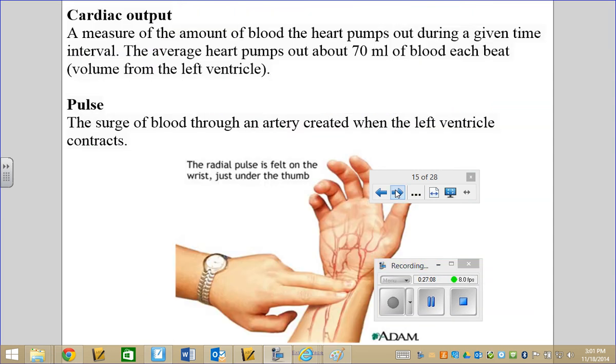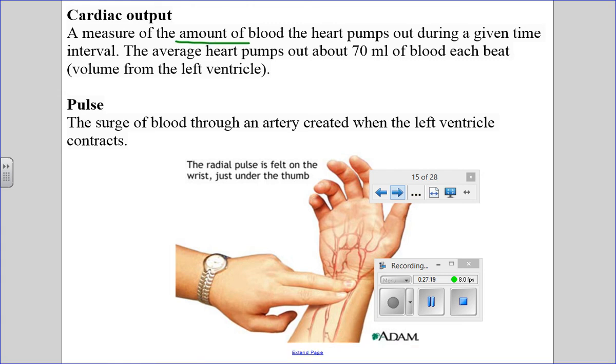So the other things are just a little bit simpler. Cardiac output pulse. Your cardiac output is a measure of the amount of blood. So literally, how many milliliters, what volume of blood is coming out of your heart in a certain interval of time.